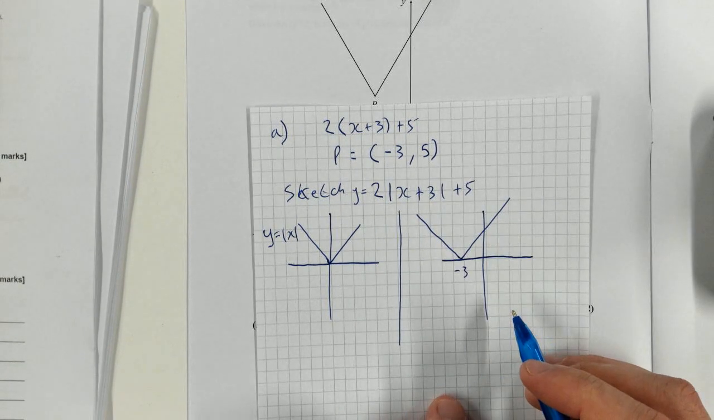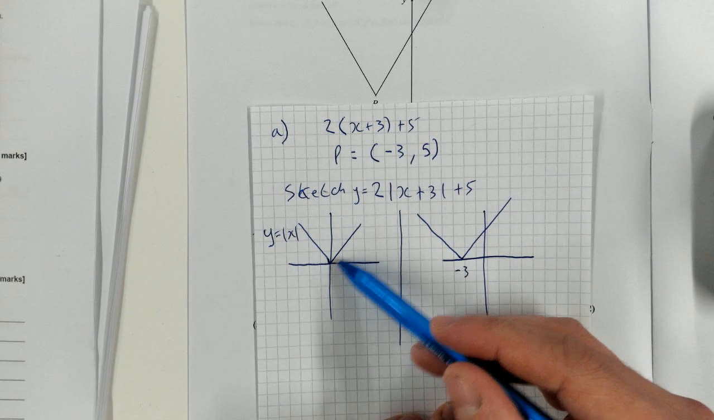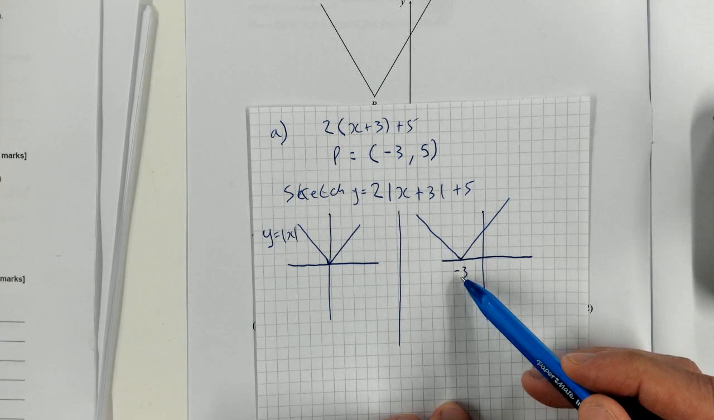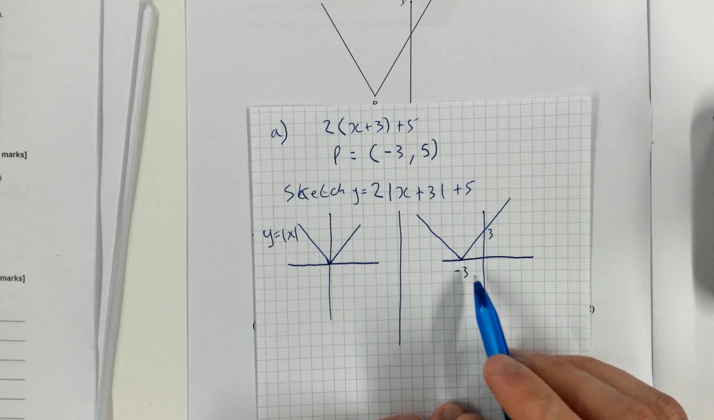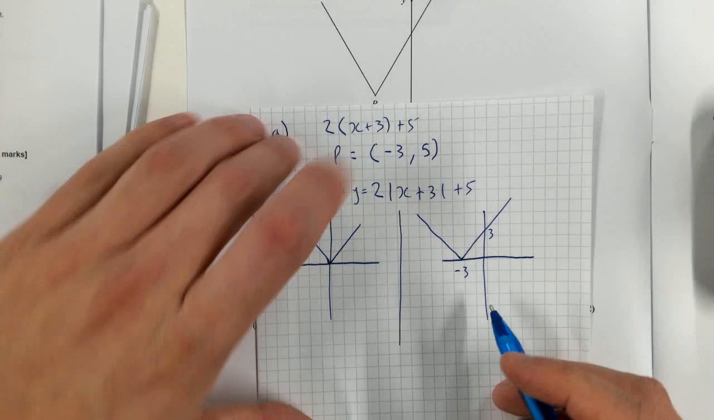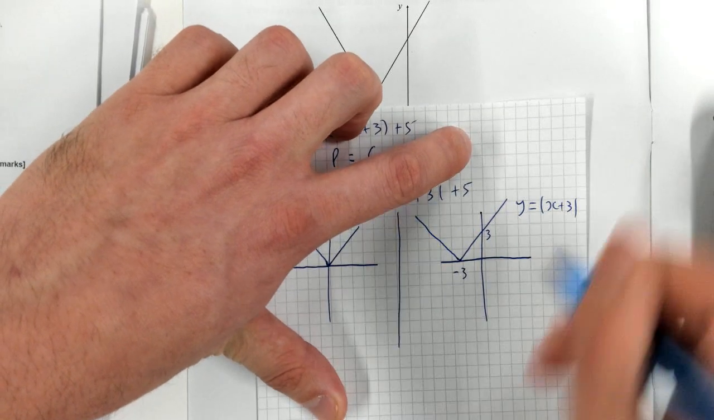And your next kind of logical step for this is, well, if this was y equals x, that means the gradient of this part is 1, and the gradient of that part is minus 1. So if the gradient of this is 1, and it's 3 away from the y-axis, then that's going to be 3. Because for every 1 we go to the right, we go 1 up. Okay, so that was y equals modulus of x plus 3.